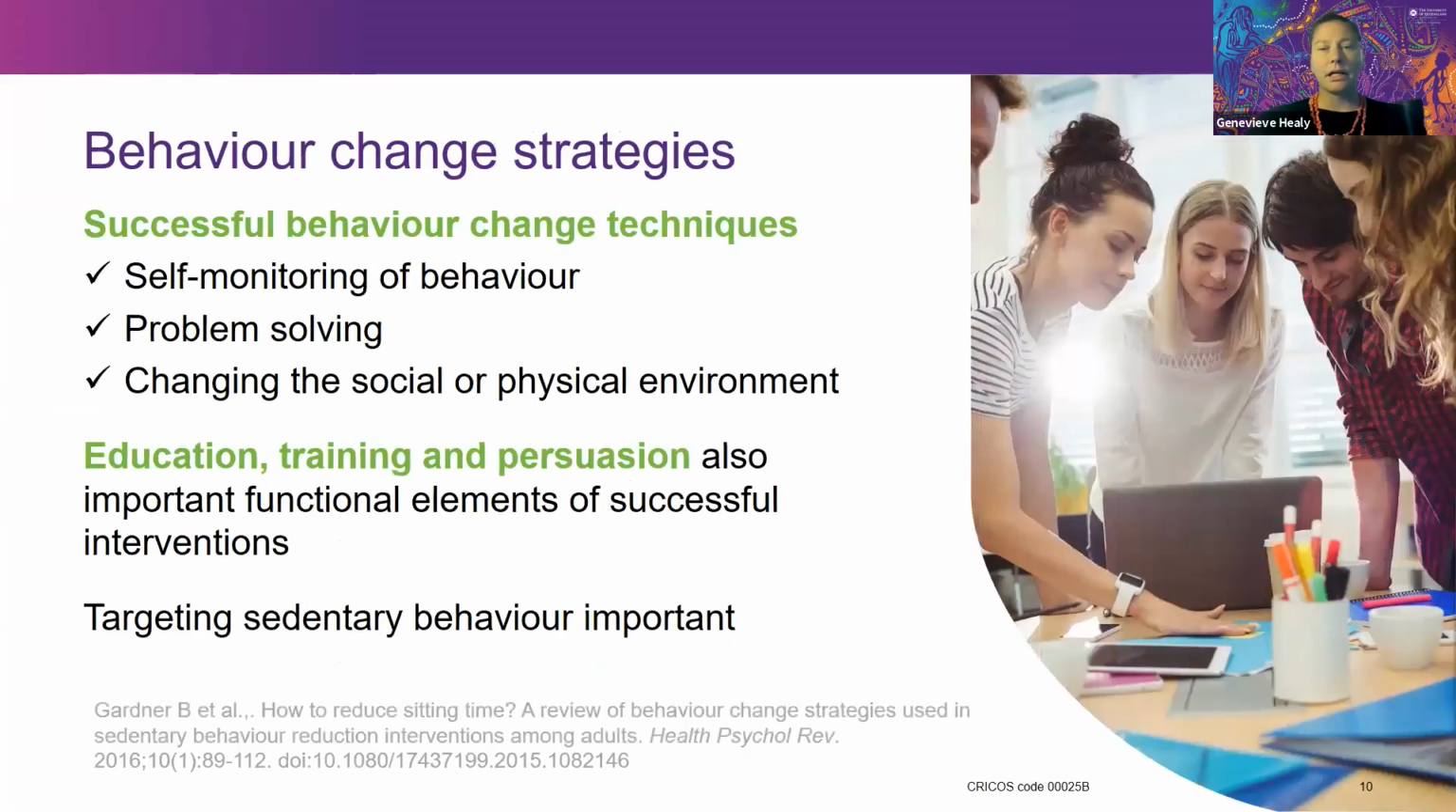The systematic review conducted by Gardner and colleagues in 2016 helps us to unpack what this means a bit more. In their review, they described the behaviour change strategies used within interventions that have sought to reduce sedentary behaviour in adults. They found 26 eligible studies reporting 38 interventions, with just over half of these conducted in the workplace. And despite their relatively low quality, many of the interventions were able to reduce sedentary behaviour.